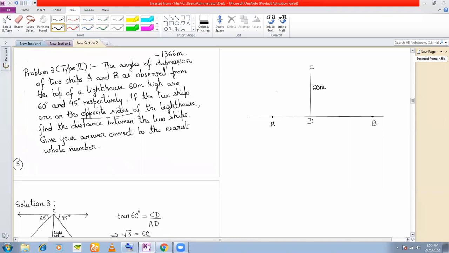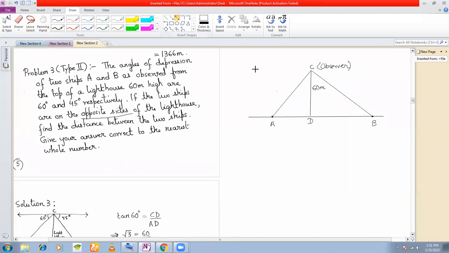Now you see that the angles of depression are given, right? The angle of depression means that the object is at a lower position, that is A and B. These are the objects. Where is the observer? The observer is standing at the top of the lighthouse. So this is his line of sight. The observer is standing at the top of the lighthouse with CA as the line of sight and CB as the line of sight. So this is the observer, and he observes the angle of depression to be 60 degree and 45 degree.